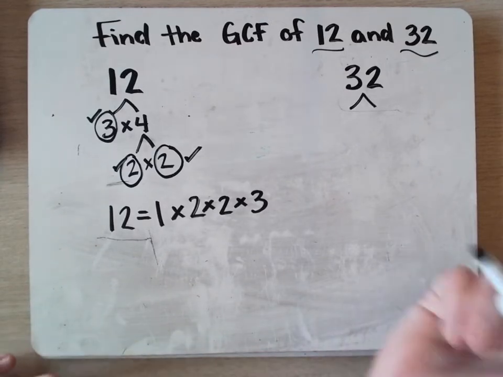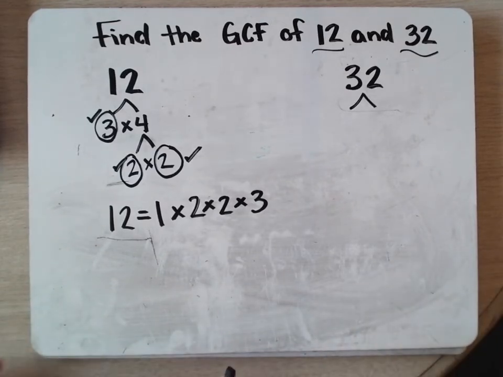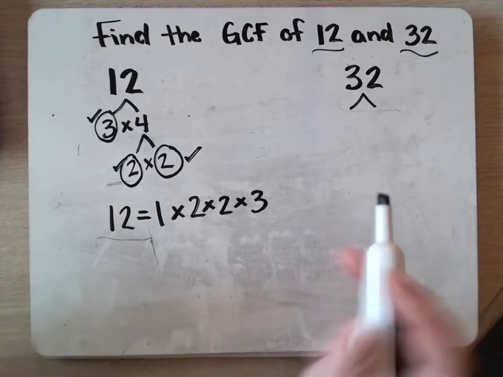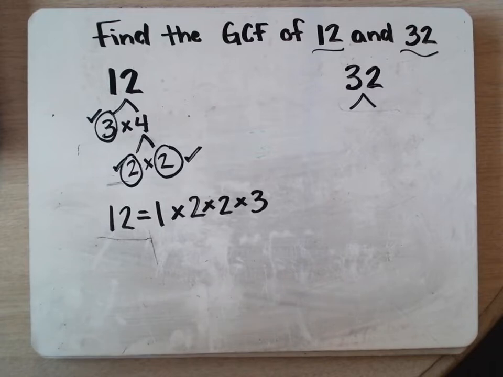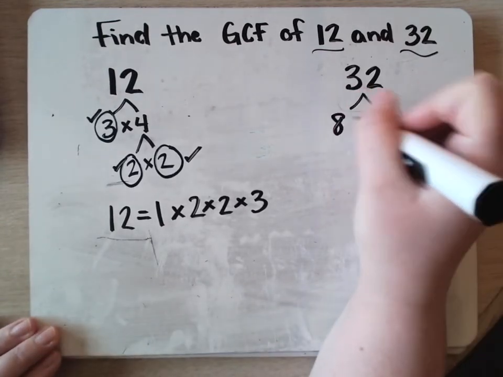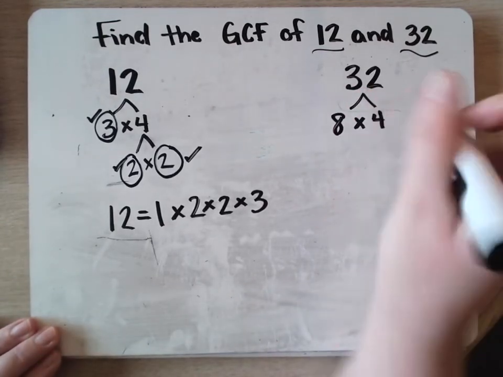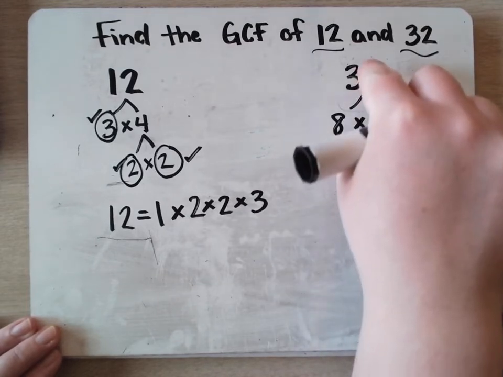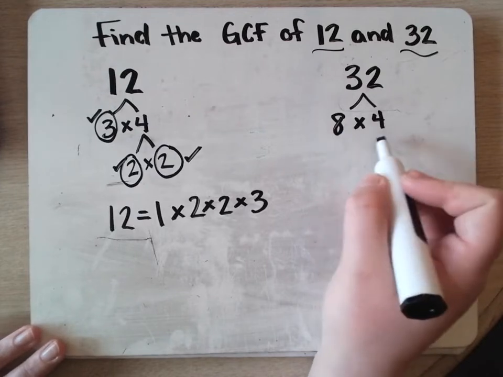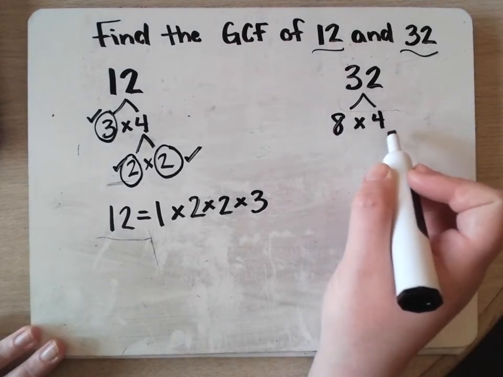Now I'm going to come over to 32 and do the same thing. I'm just going to start with any pair of numbers that when multiplied together equal 32. You can use anything you can think of that equals 32. I'm going to do 8 times 4 because 8 times 4 equals 32. Now I need to stop and think. Can I break these numbers down? I can.